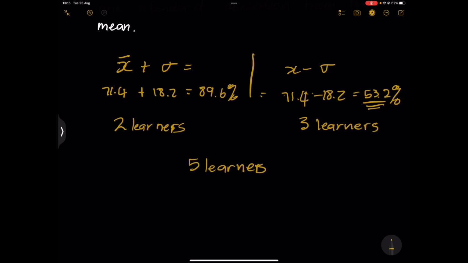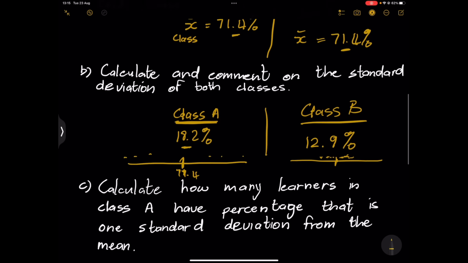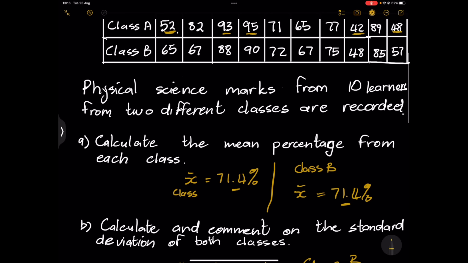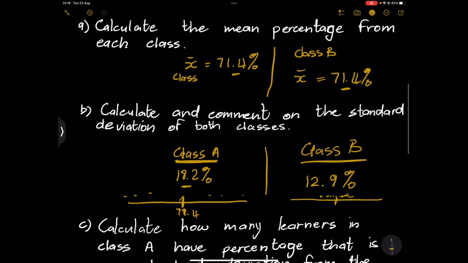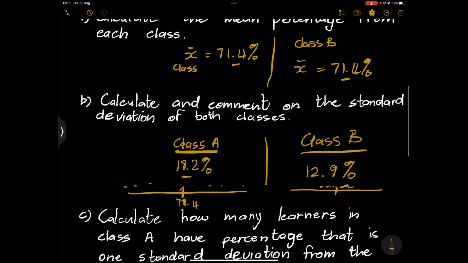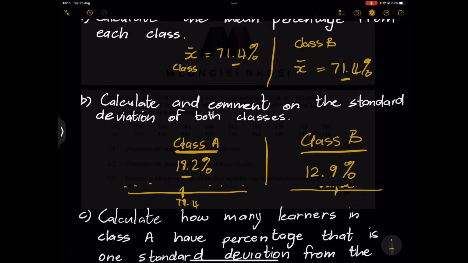If they had said one standard deviation above the mean, of course, we would have only had 2 learners. If they had said one standard deviation below the mean, we would have had 3 learners in that case. So in total, the ones that are either above or below, that would have been 5 learners. I hope that makes sense, ladies and gents. So what I want us to do in the next one is take a past exam question so that we can see how to apply this principle.